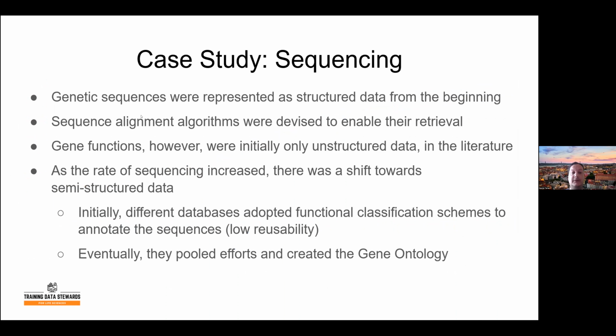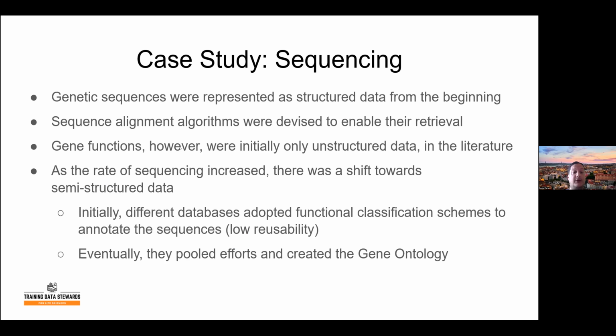So in terms of the data, genetic sequences themselves were represented as structured data from the very beginning because this is trivial to do. And in terms of finding sequences, of course, you can find sequences by the name of the gene, but this is not very useful because you'd need the name of the gene in the first place. The best way to find sequences is through sequence alignments. And early on, sequence alignment algorithms were devised to enable finding sequence data. And BLAST is probably one of the most cited articles in history because of that.